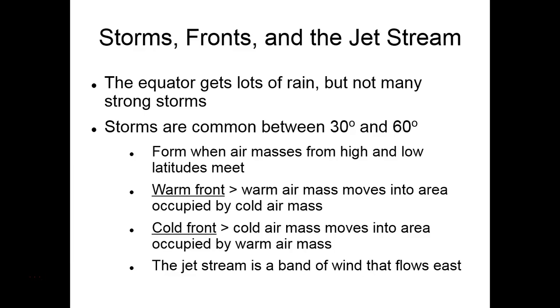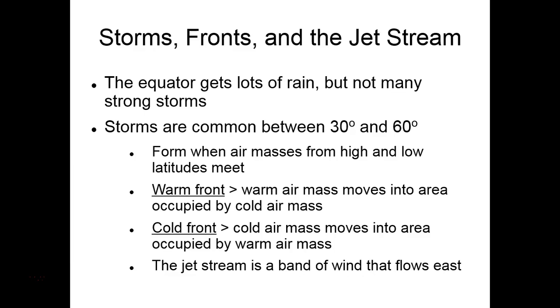So when you have a warm air mass moving into an area that's already occupied by a cold air mass, then we call that a warm front. And when you have a cold air mass that moves into an area that's occupied by a warm air mass, we have what's called a cold front.